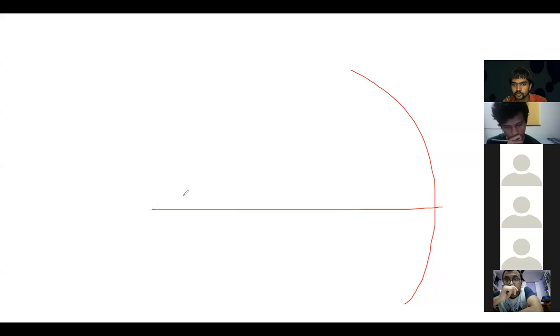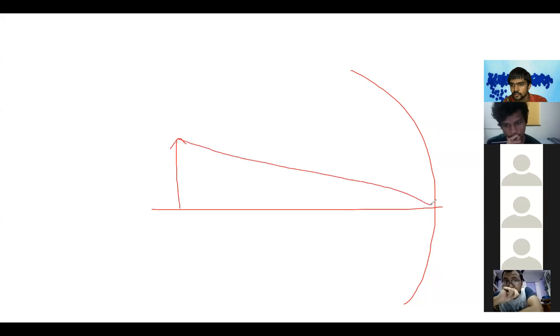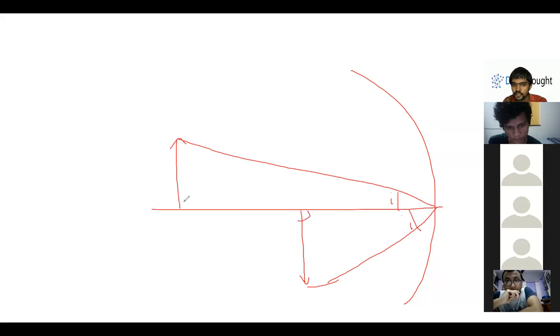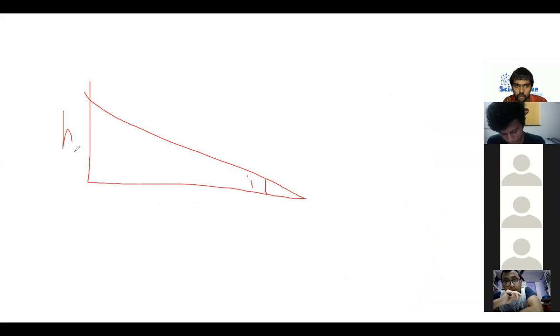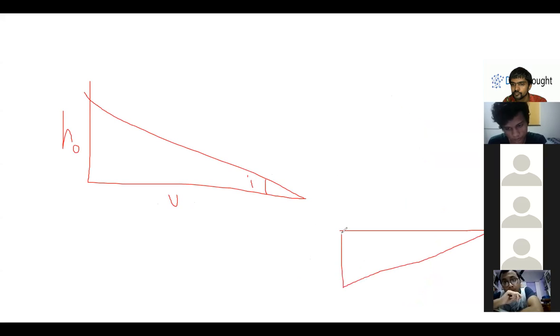So Sujit, take this line here. These two triangles are similar, right? Because this angle and this angle are equal, this is 90, this is 90. All angles are equal. I'll draw them again like this. This is the height of the object. This is the object distance. This is also angle I. This is the image distance. This is the height of the image.